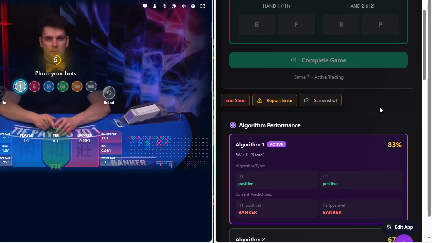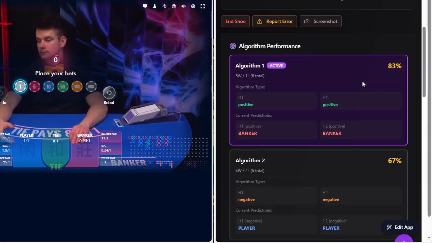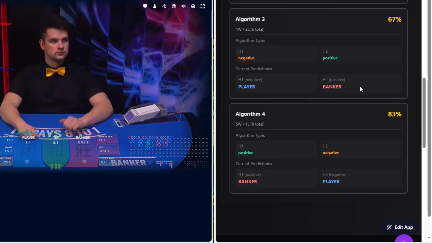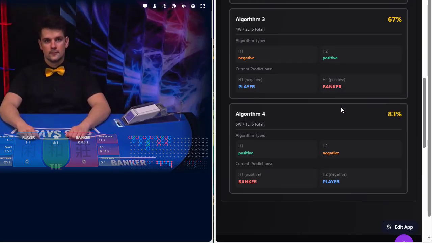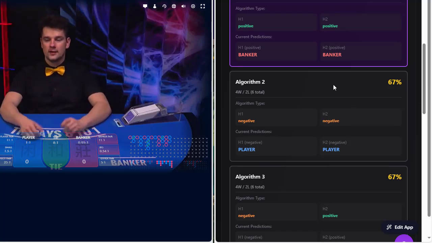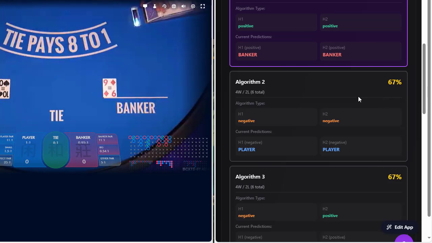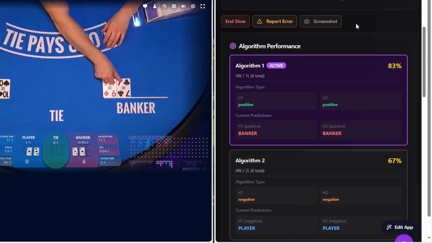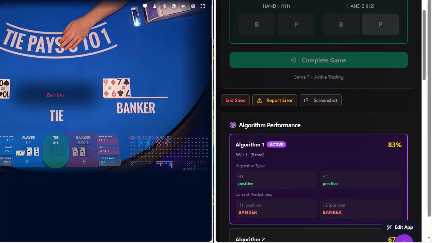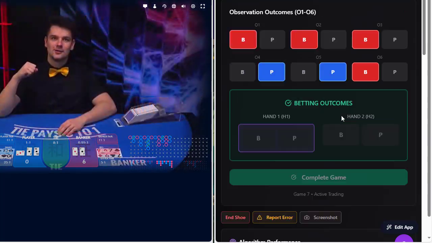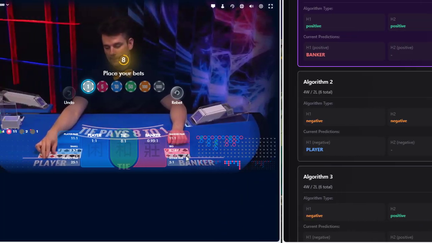Now, we don't have any algorithms that are above 90. So what we're going to do is play the ground up method, but in the event that we lose, I'm going to short it. The ground up method is finding the lowest algorithm. We will choose this one as the lowest. They're both tied, but we're going to choose this one, and we're going to short it. So, banker. In the ground up method, we would play the opposite, but we're going to play exactly it.